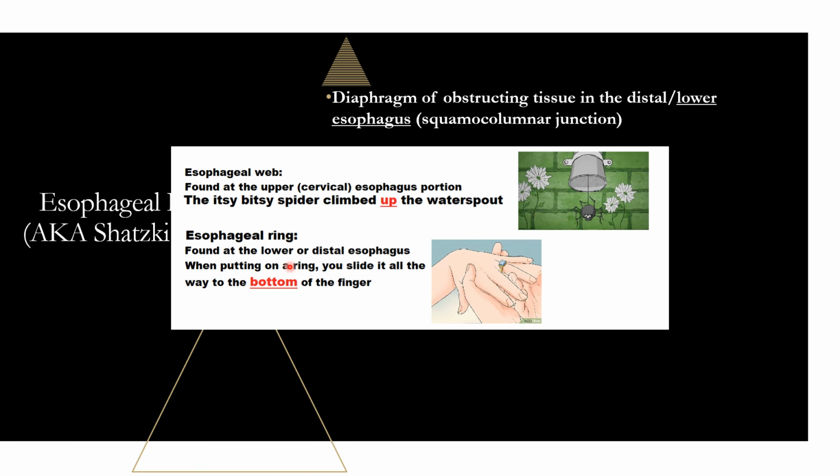Now when you think of esophageal ring, remember, it is at the lower or distal esophagus. So think about putting on a ring. When you put on a ring, you don't just put it at the top of the finger, you slide it all the way to the bottom of the finger. So if you think of esophageal ring, you'll remember that it is at the bottom of the esophagus, or the lower portion of the esophagus. So you will not forget that, I doubt. I think this is a pretty decent way to remember it. Hopefully that helps you and you won't get your question wrong like I did. So that's how you remember which is which at which end of the esophagus.